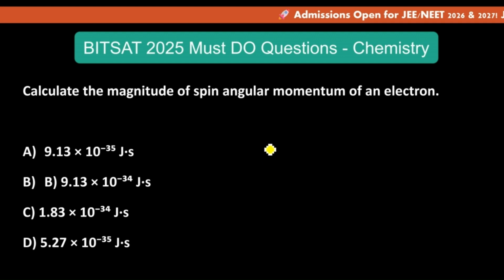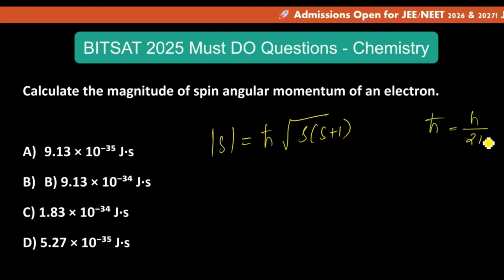So calculating the spin angular momentum, we have a formula. S model is equal to ħ root of S into (S plus 1). For each electron, the S value will be 1 by 2, right? And also ħ, which is equal to h by 2π, whose value is 1.055 into 10 to the power minus 34.